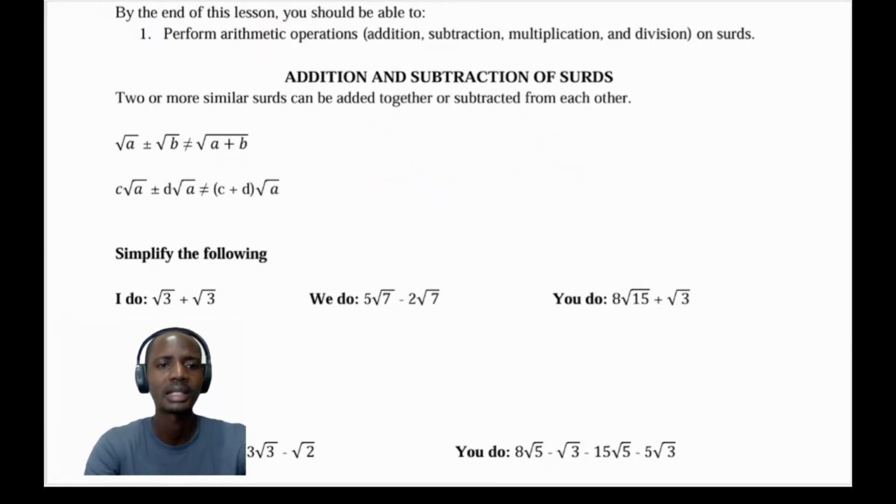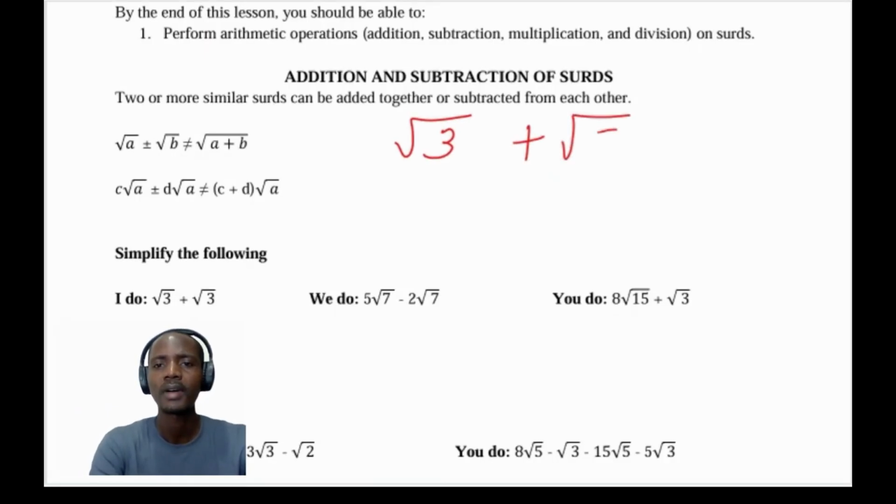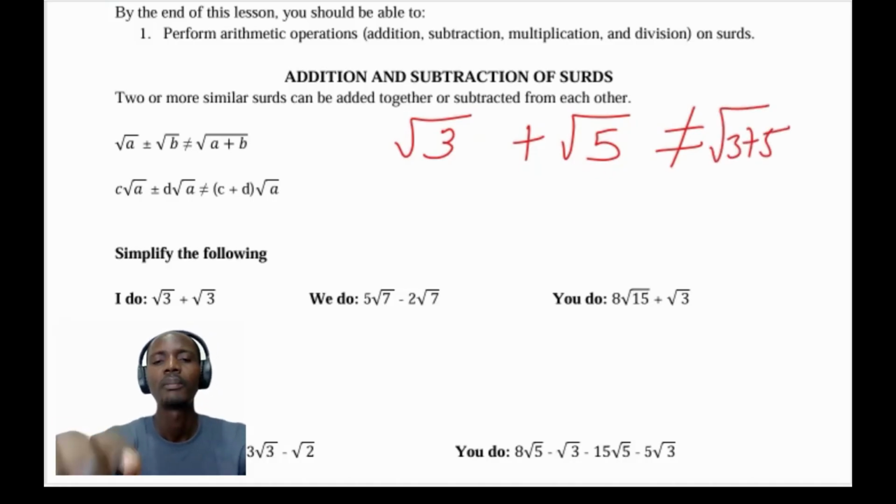All right, so let's get started. So it is important to know that root A plus or minus root B is not the same thing. Please note, I have root 3 plus root 5. Note, it is not the same thing as saying root 3 plus 5. No, that is wrong, right?